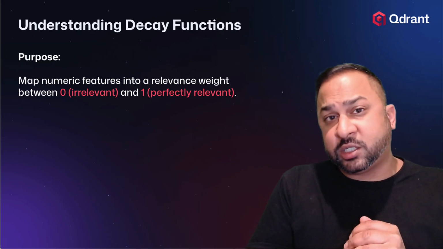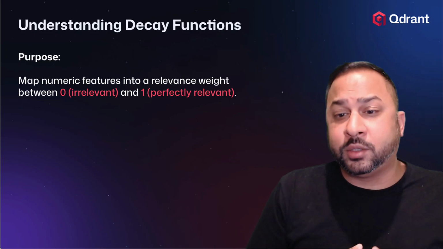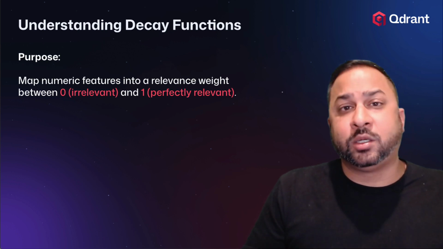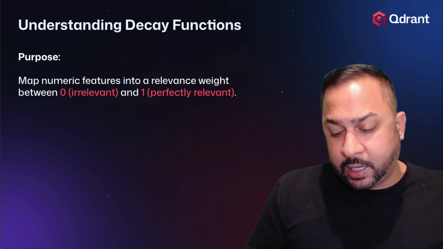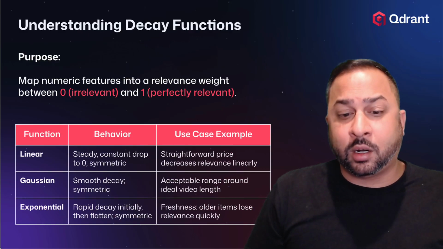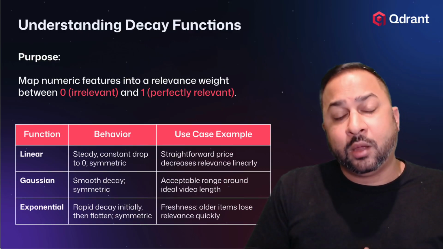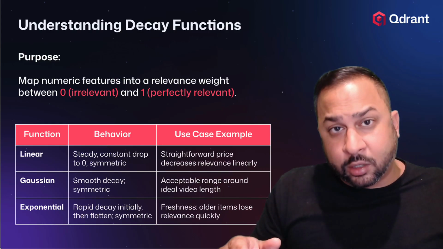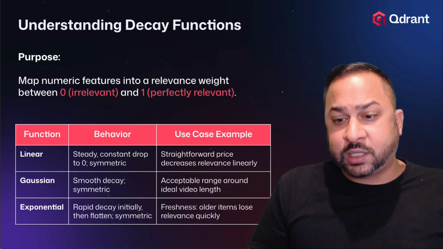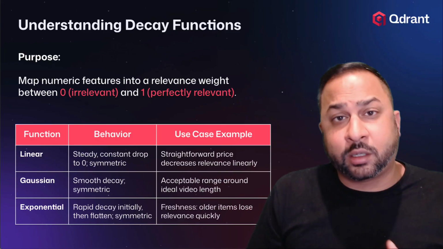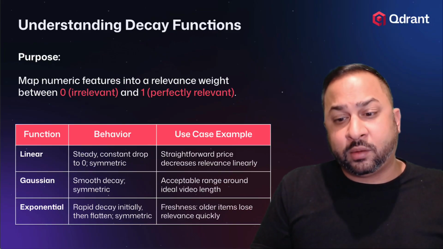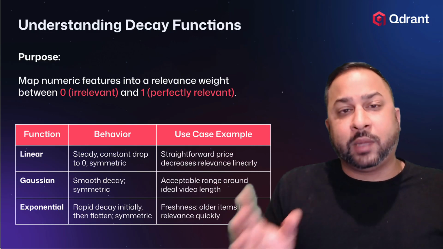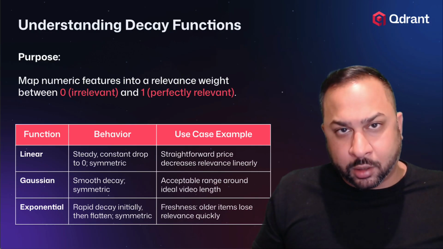So the decay functions map numeric payloads into relevance weight, going from 0 as the most irrelevant to 1 as the most relevant. And so some examples of this are the linear decay function, which takes a steady and constant decrease into 0. This can be for straightforward price decreases or other relevance that might be decreasing linearly. Gaussian is smooth and symmetric, but it's going to asymptotically approach 0.